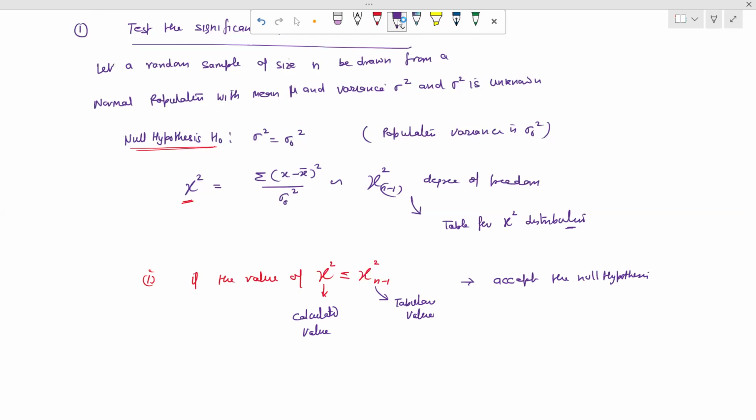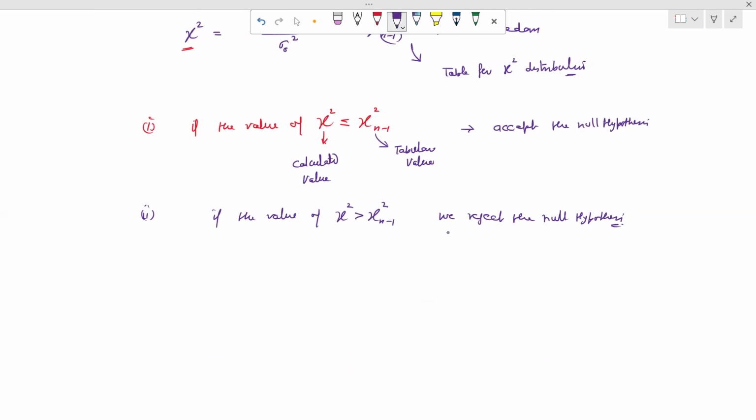और second, if the value of chi square means calculated value अगर greater जाती है किससे, n-1 degree of freedom से, so we reject the null hypothesis. तो null hypothesis reject होगी तो क्या होगा, फिर alternative accept, reject the null hypothesis.